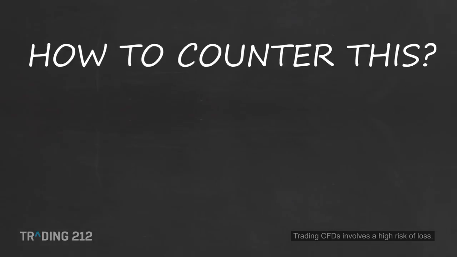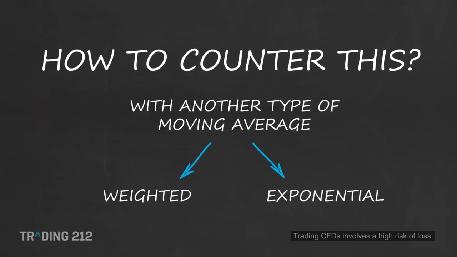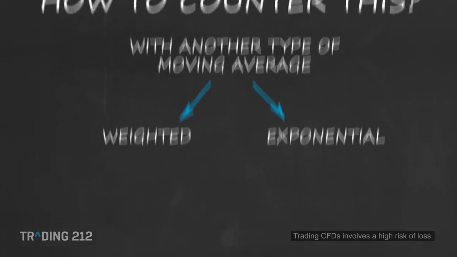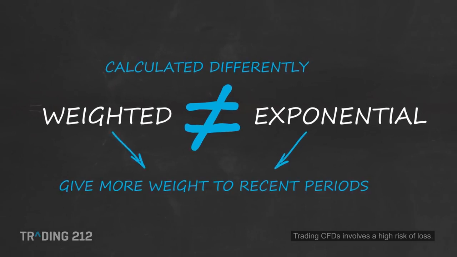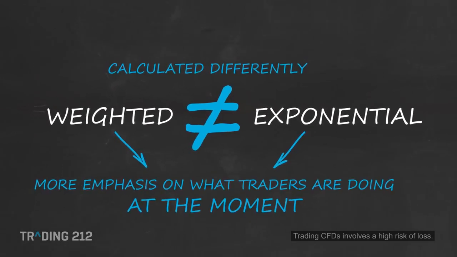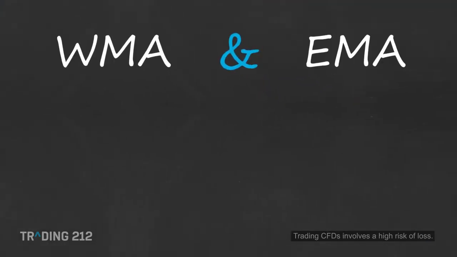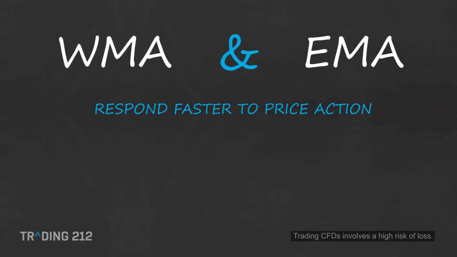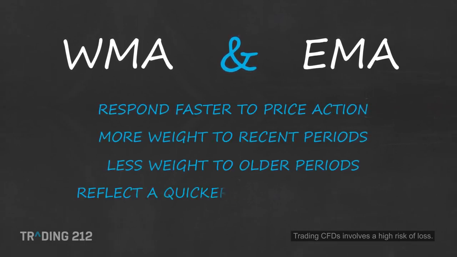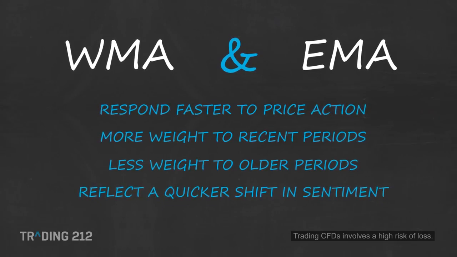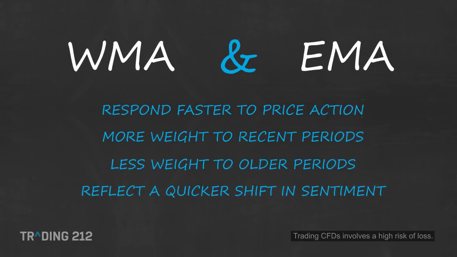So how can you counter this? With another type of moving average, either a weighted or an exponential moving average. The weighted and exponential moving averages are calculated differently from one another, but both types give more weight to recent periods and thus more emphasis on what traders are doing at the moment. So as a result, weighted and exponential moving averages respond faster to price action by distributing more weight to recent periods and less to older periods. They reflect a quicker shift in sentiment, which can be due to changes in supply and demand or important news events that impact the traded instrument.